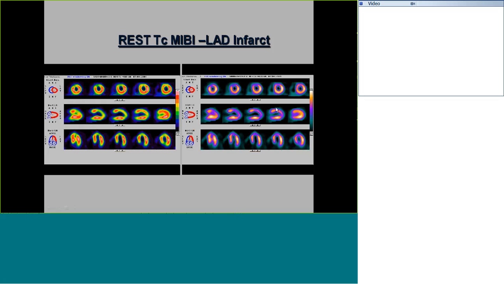So this is a patient with anterior wall MI with an ejection fraction of only 30%, and these myocardial segments are significantly viable, rather they are hibernating. So how to understand that?